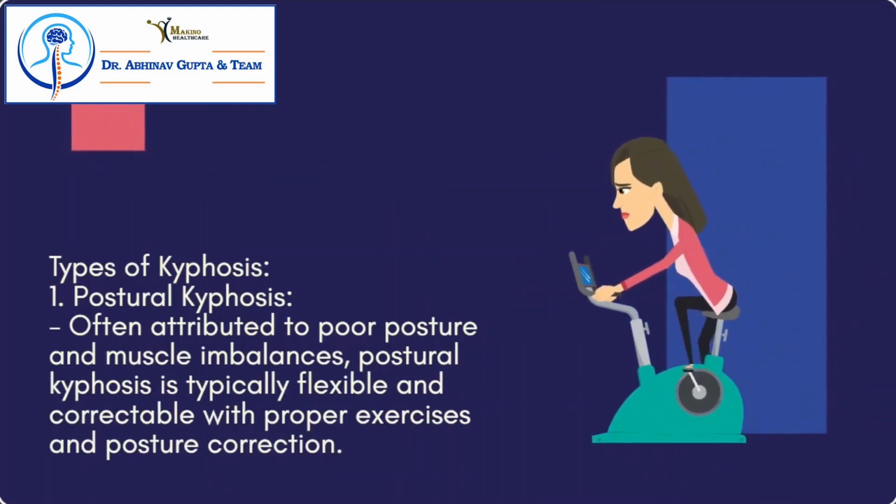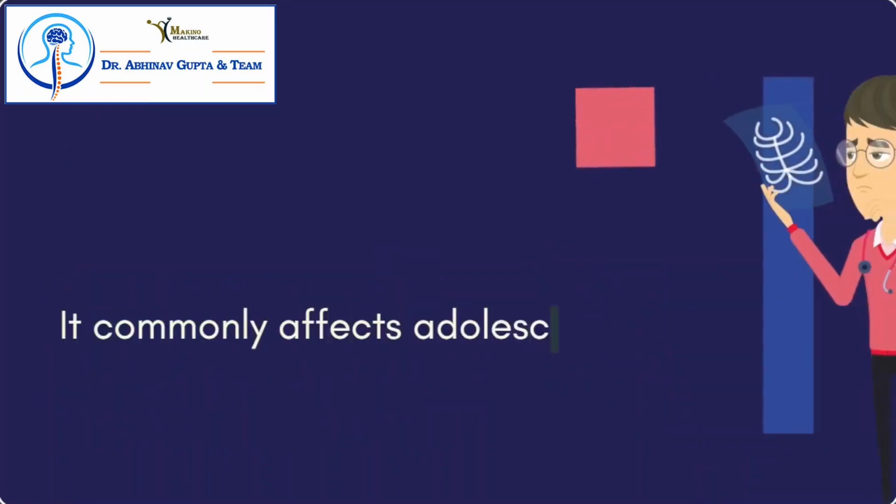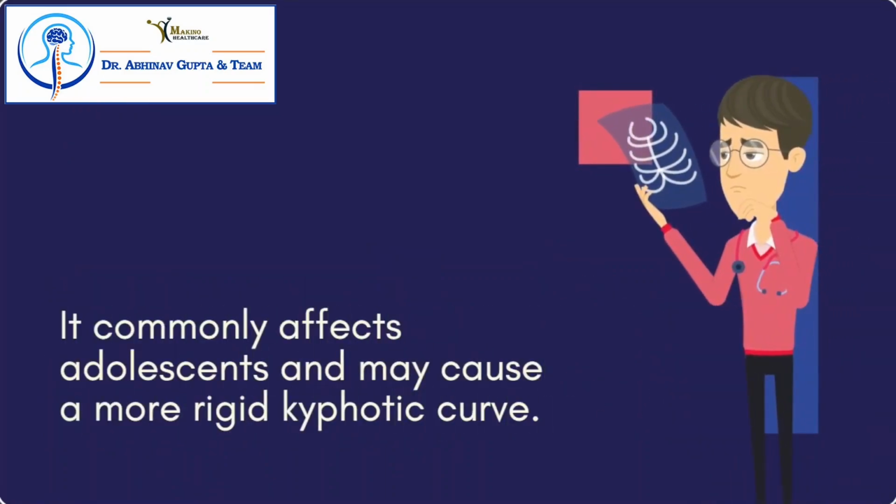Types of kyphosis. 1. Postural kyphosis. Often attributed to poor posture and muscle imbalances, postural kyphosis is typically flexible and correctable with proper exercises and posture correction. 2. Scheuermann's kyphosis. Scheuermann's disease is characterized by structural changes in the vertebrae, leading to wedge-shaped and irregularly shaped vertebrae. It commonly affects adolescents and may cause a more rigid kyphotic curve.